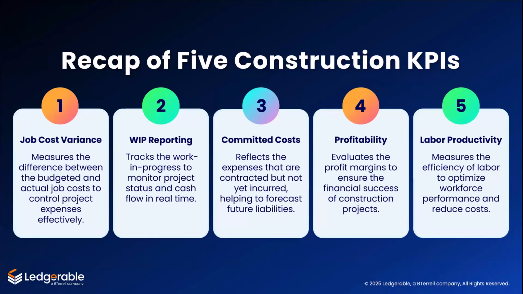Here, we will recap the 5 KPIs real quick. The first KPI, we have our job cost variance that gives you real-time visibility into where your jobs are drifting from budget. The work in progress reporting ensures that your revenue recognition is accurate, compliant, and trusted by outside stakeholders. We also have our committed costs, where it shows you what's already been spoken for, so you don't get blindsided by obligations that have not yet been billed.